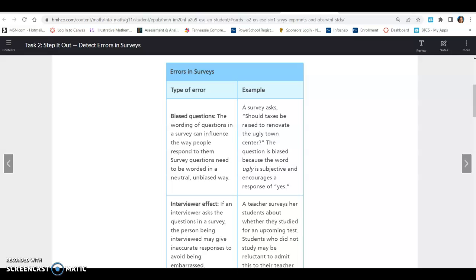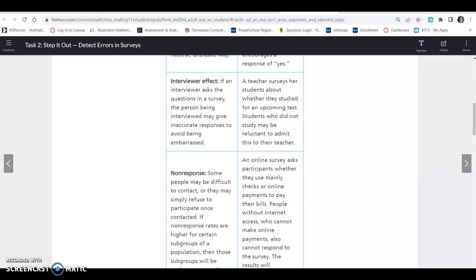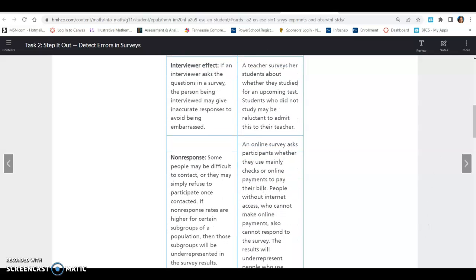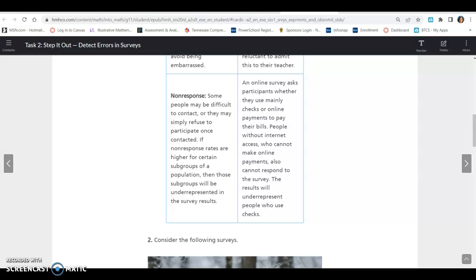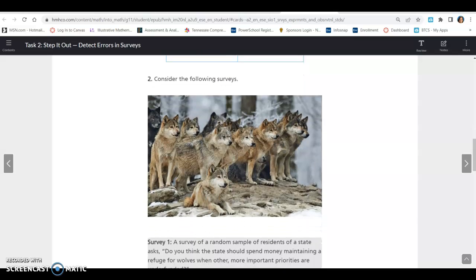The wording of questions in a survey can influence the way people respond to them. Survey questions need to be worded in a neutral, unbiased way. Interviewer effect. If an interviewer asks the question in a survey, the person being interviewed may give inaccurate responses to avoid being embarrassed. Non-response. Some people may be difficult to contact, or they may simply refuse to participate once contacted. If non-response rates are higher for certain subgroups of a population, then those subgroups will be underrepresented in the survey results.